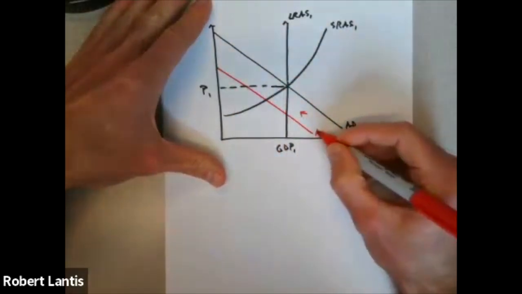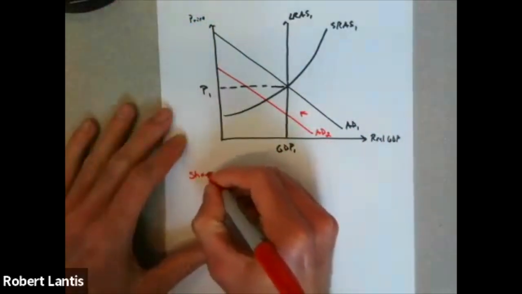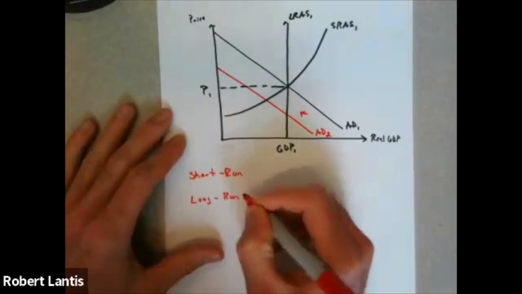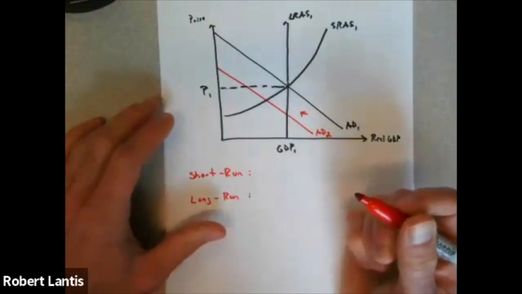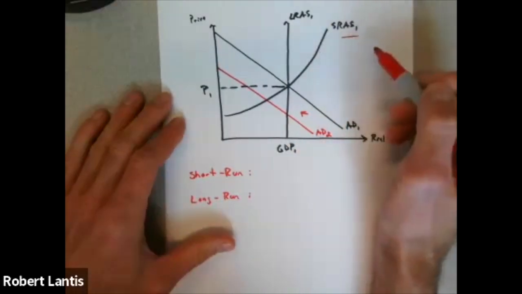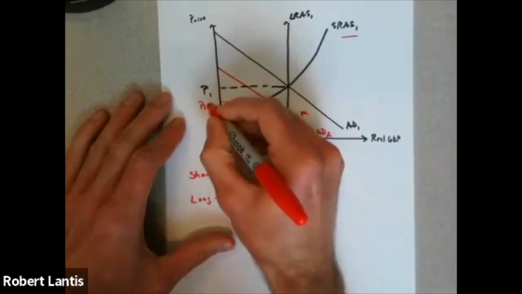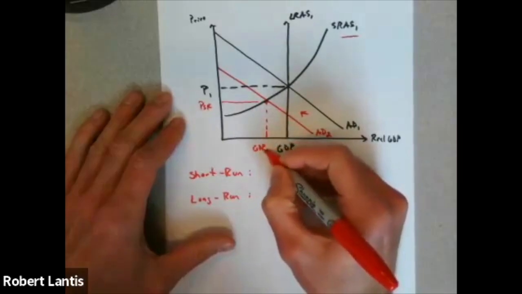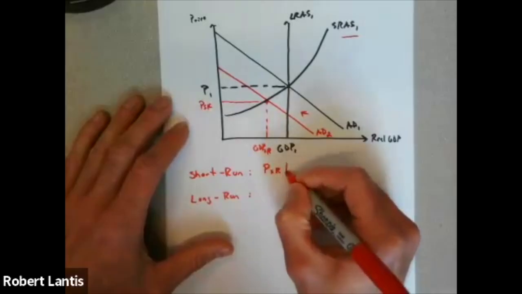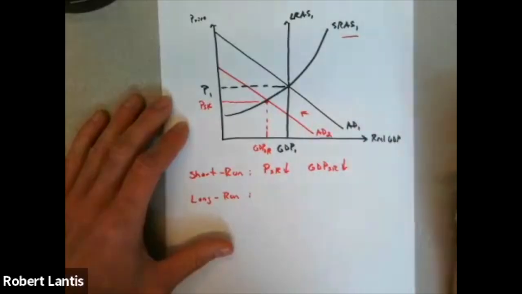So if I think about what impacts this is going to have, right, there's going to be impacts in the short run and there's going to be impacts in the long run. So where does it push my new short run equilibrium? Well, that's where my new aggregate demand hits my aggregate supply curve. So that's going to be right here. This would be my short run price and my short run GDP. So what did it do? It caused my short run price to be lower than it was before, and it causes my short run GDP to also go down.